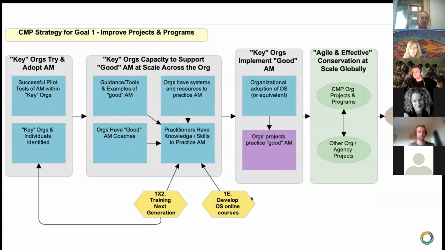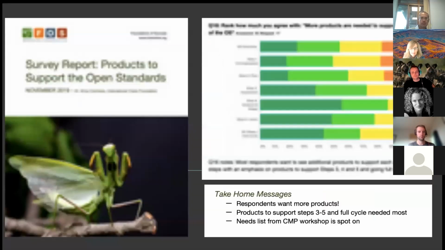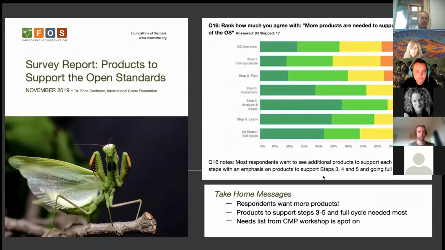This strategy is intended to explore options for improved online learning of the conservation standards, something that has been immensely helpful during the pandemic. The impetus for these courses came from a 2019 survey report by CMP, CCNet, and FOS, which identified that the community was really looking for training in steps 3 to 5 of the conservation standards, and for products to support this.